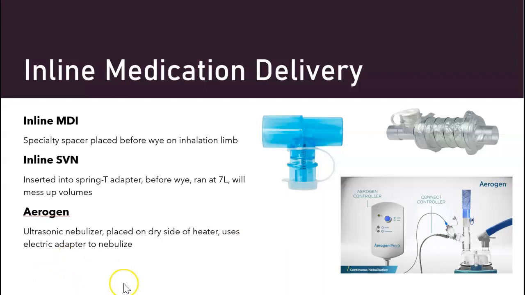This is the Aerogen. This is an ultrasonic nebulizer. It was placed on the dry side of the heater. So this is coming from the ventilator, so this is the dry side. And then this will be wet in here, and then the water in here, and then this goes to the patient. So that's why it's the dry side of the heater. So dry and then out to the patient. There's this little T-piece, and then the nebulizer cup.